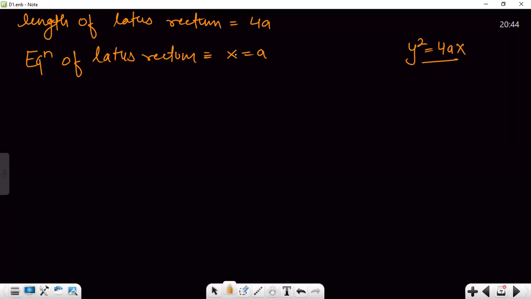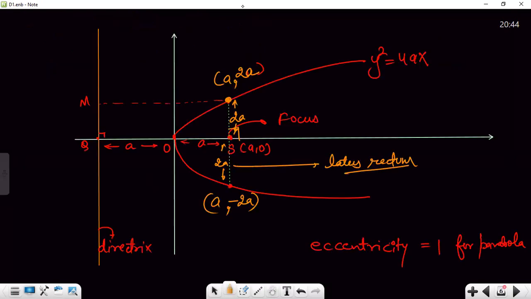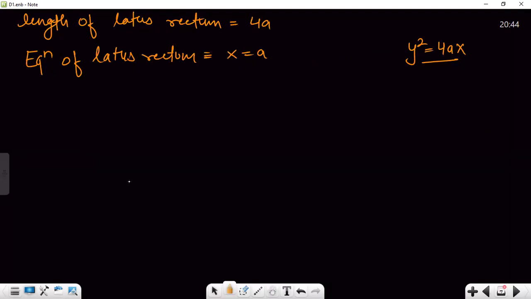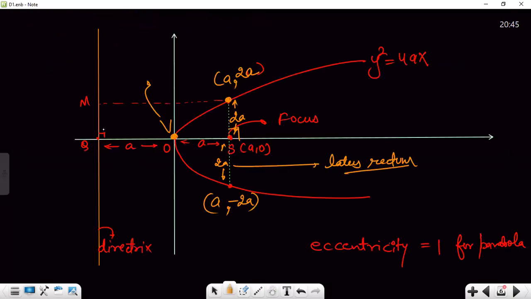Now this is the origin, and this point is also called the vertex V. What is the vertex here? The vertex is the midpoint of the line joining the focus and the point of intersection of the directrix with the axis. So this is the focus, this is the directrix intersection point, and the midpoint is the vertex.